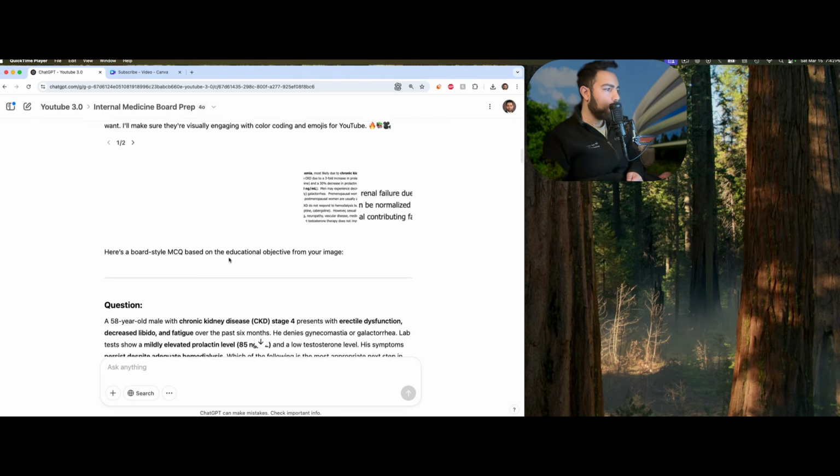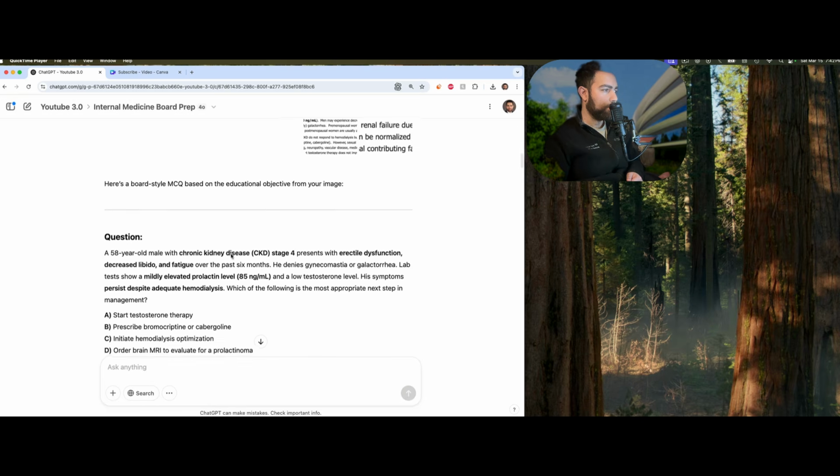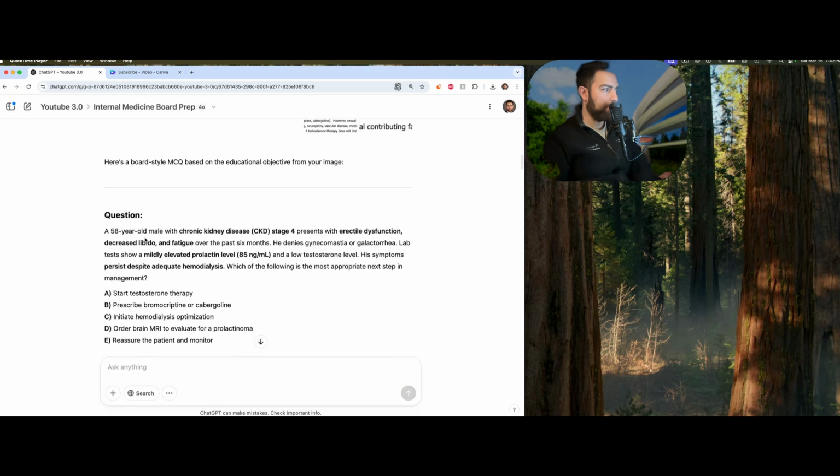So it says here is the first question. Very short and concise. We have a 58-year-old male with CKD stage 4. He presents with erectile dysfunction, decreased libido, and fatigue over the past 6 months. He denies any gynecomastia or galactorrhea, and the lab tests show a mildly elevated prolactin, which is 85, and a low testosterone level. His symptoms persist despite adequate hemodialysis. Which of the following is the most appropriate next step in the management of this patient?